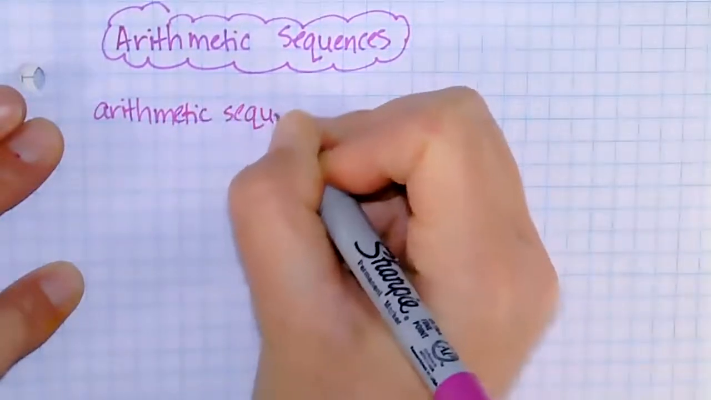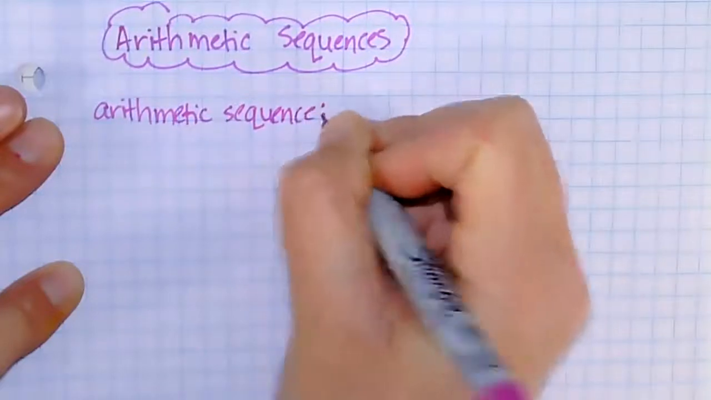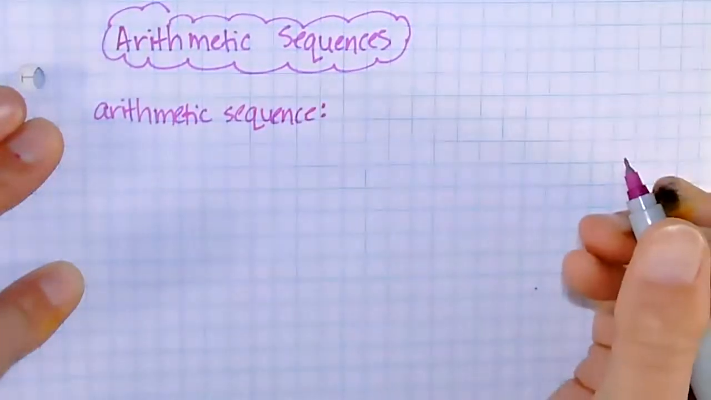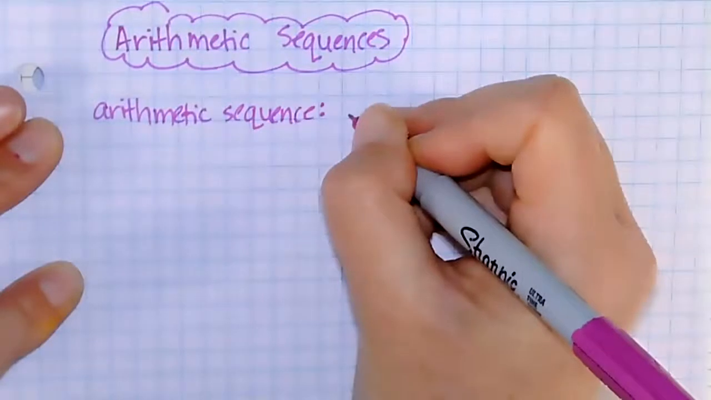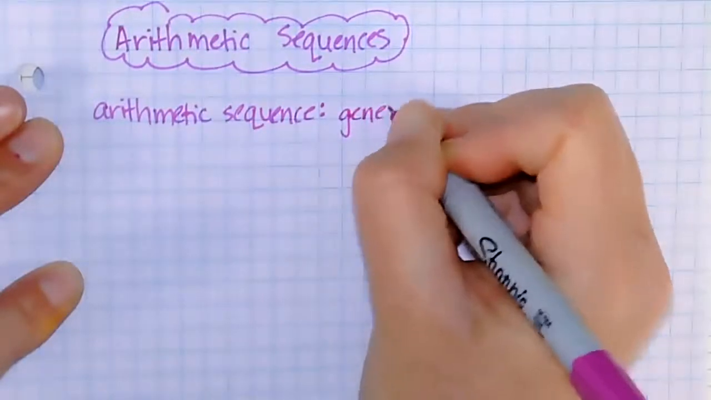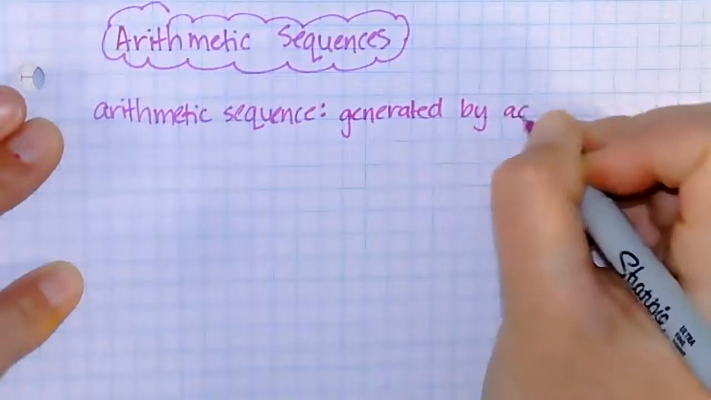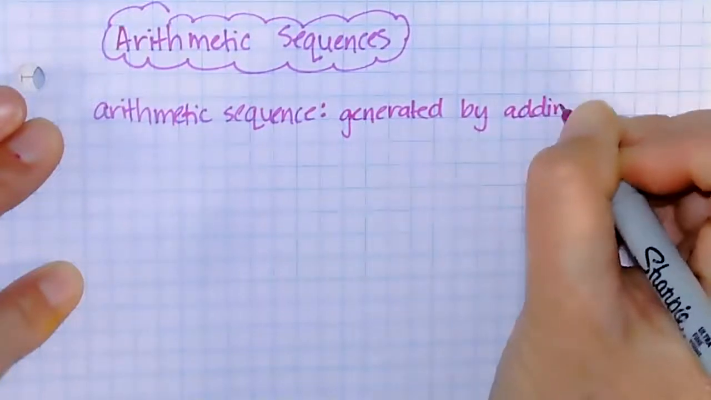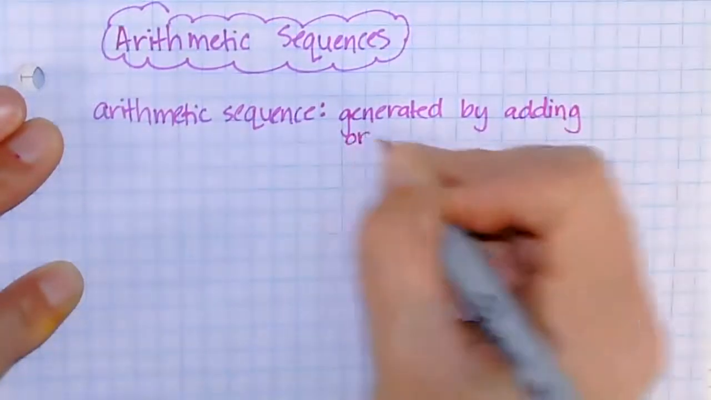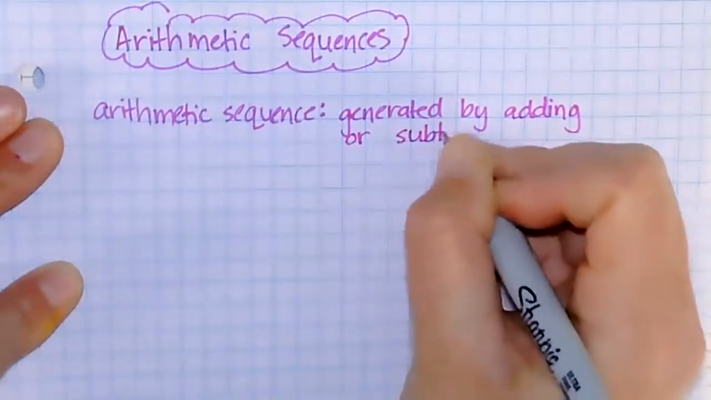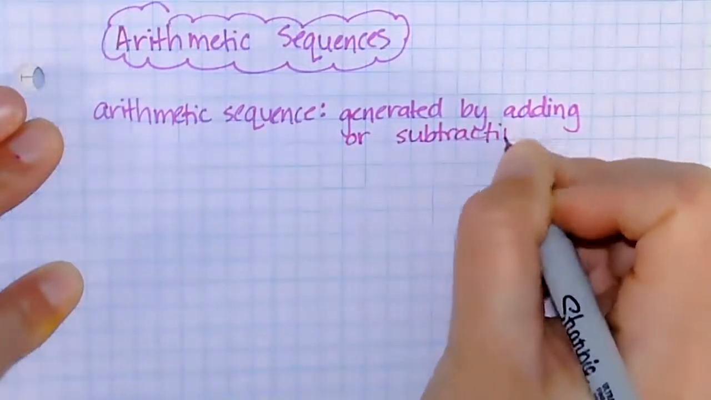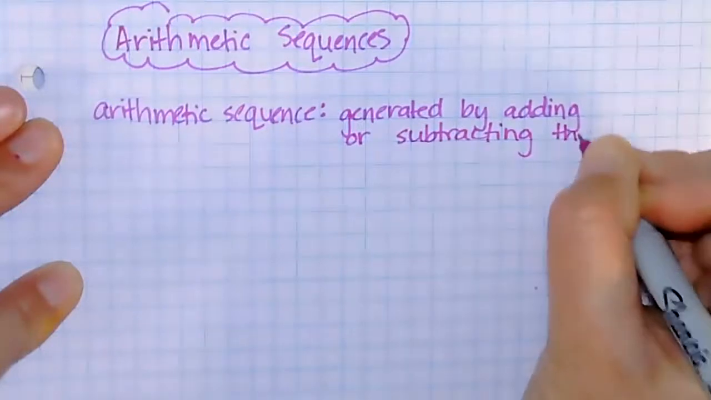An arithmetic sequence is generated by adding or subtracting the same number.